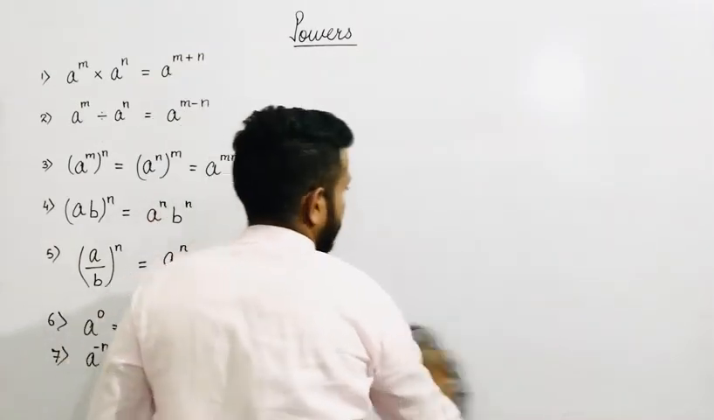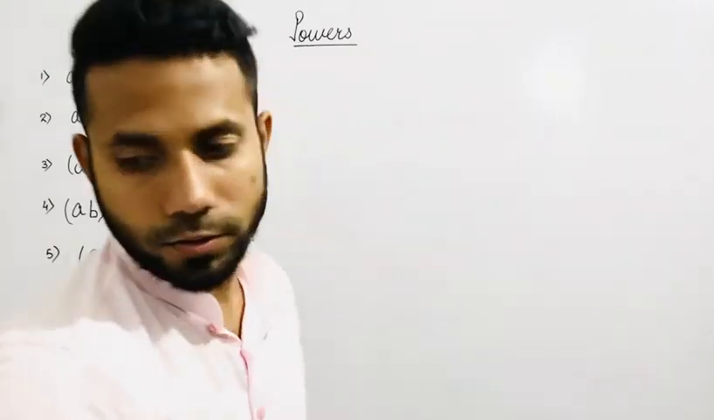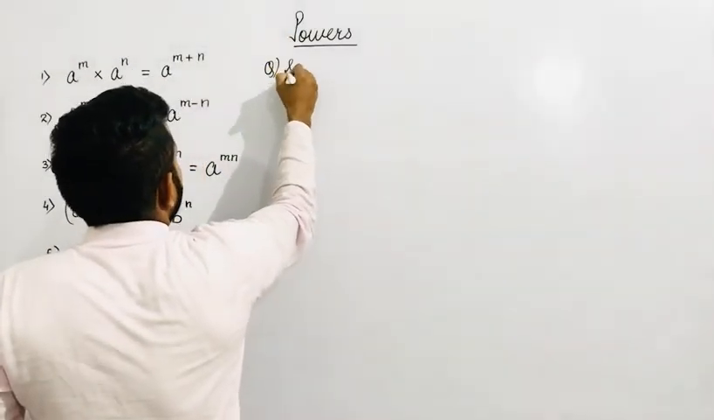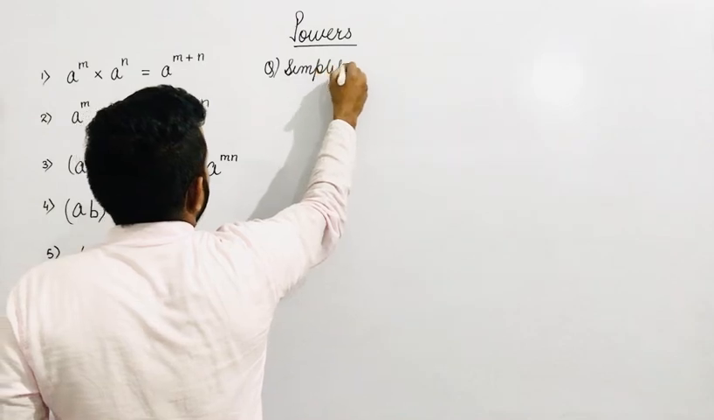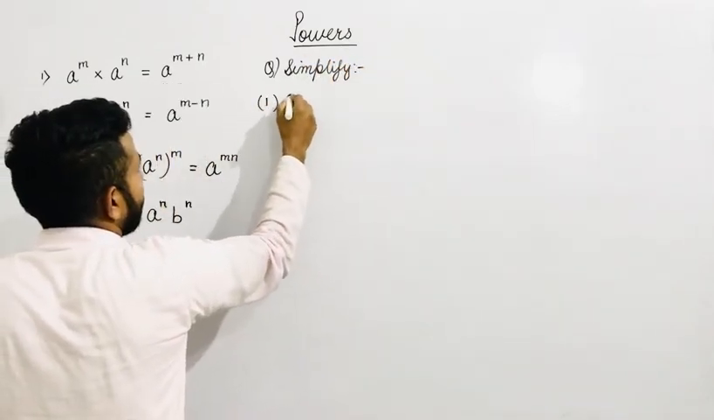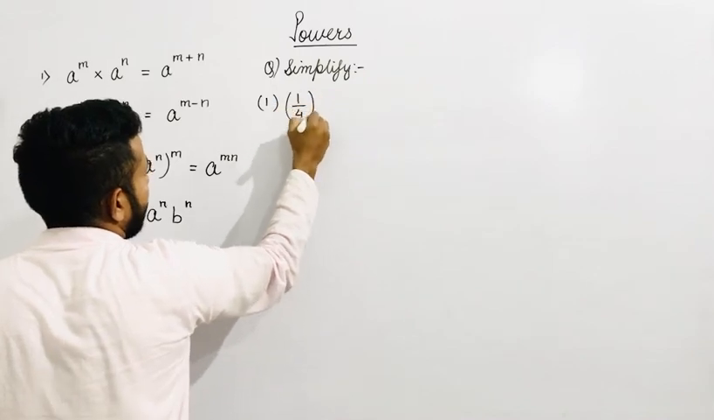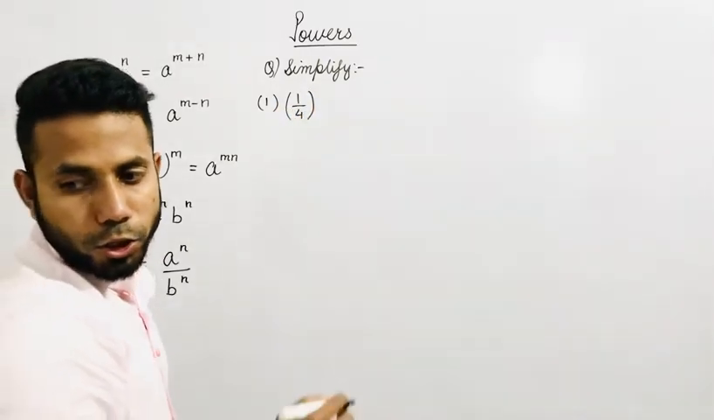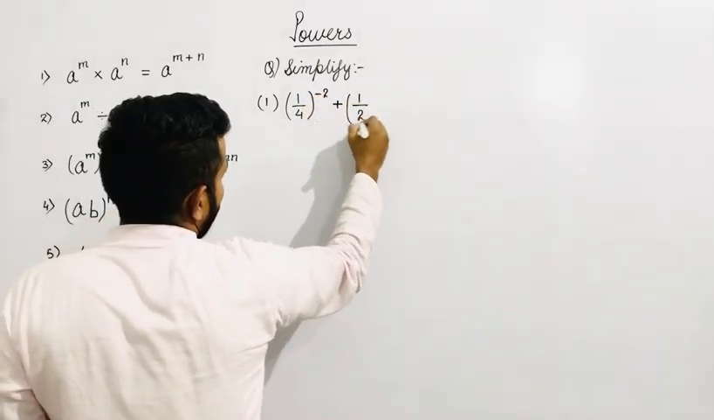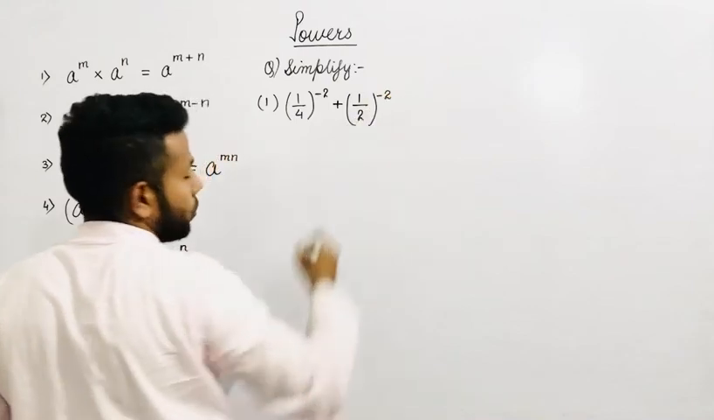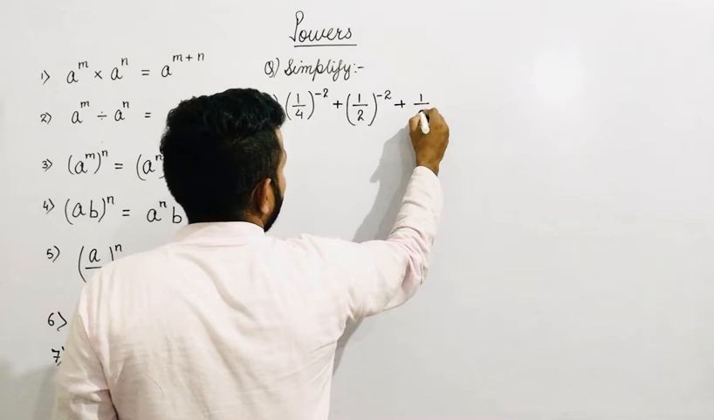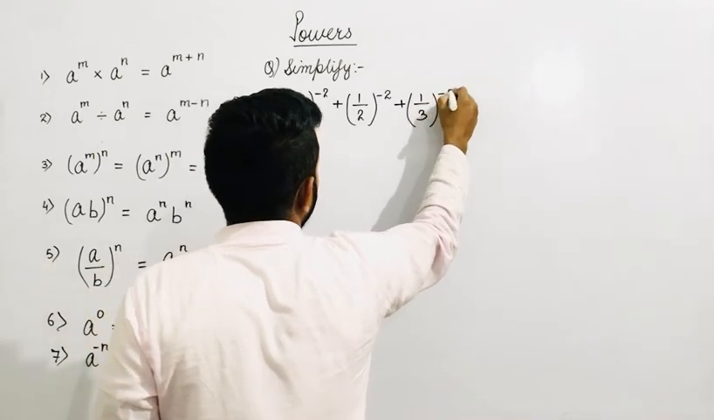So let us write the question here. Simplify: 1 by 4 to the power minus 2, plus 1 by 2 to the power minus 2, and 1 by 3 to the power minus 2. So this is what we need to simplify.